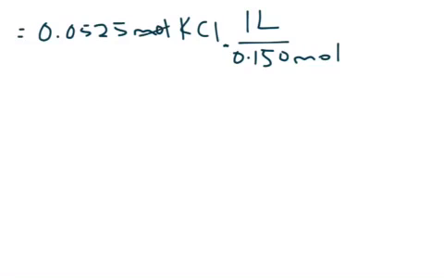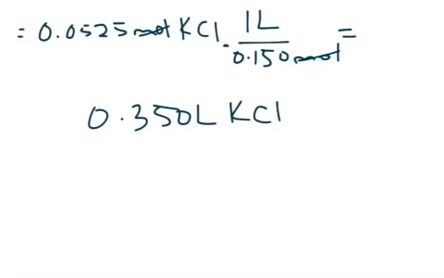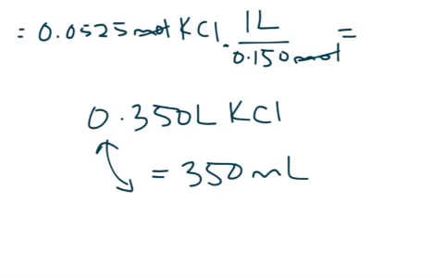So this is going to get rid of our moles. Instead of switching to grams, we're switching to volume. So you take your 0.0525 and divide by the concentration, and that means that we're going to need 0.350 liters of KCl. A more measurable amount, 350 milliliters, would probably be easier to find in the lab than 0.350 liters, but these are both the same value, so I would accept either answer.